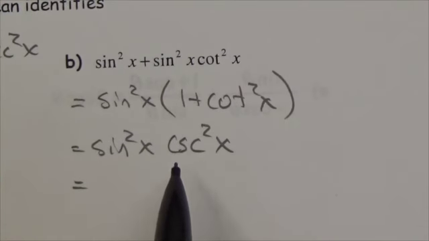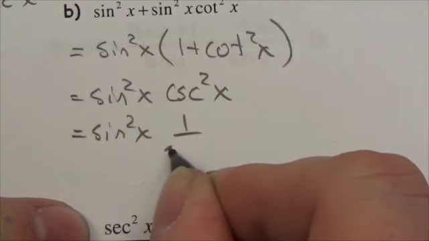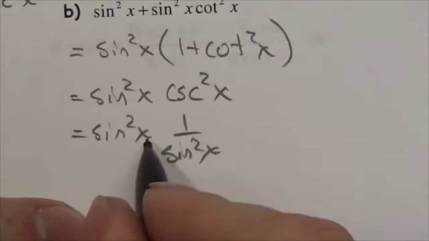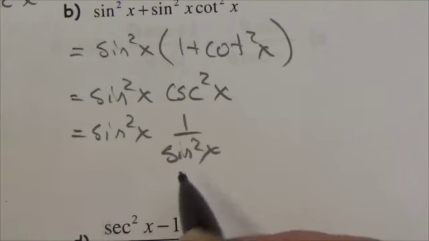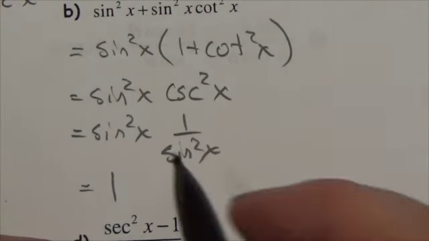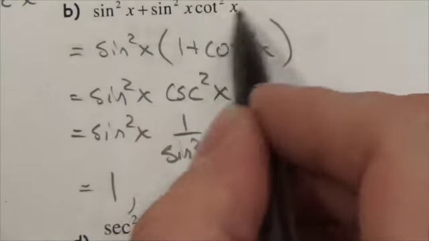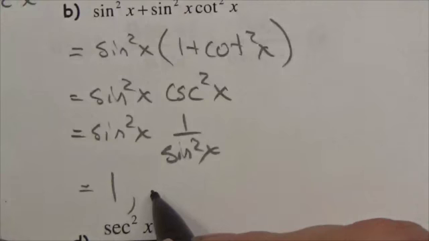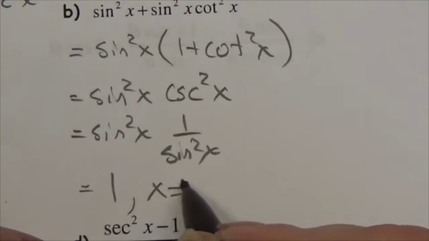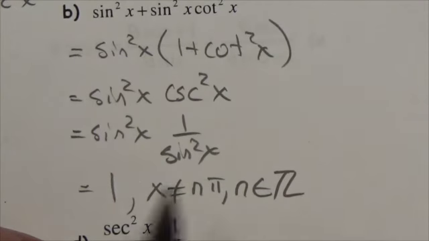Now, remember, cosecant is the reciprocal of sine. So this is sine squared of x multiplied by 1 over the sine squared of x. Those are going to cancel. I'm just going to get 1. Now, those are going to cancel so long as I identify my restriction, and I've got cotangent here, and that tells me that x cannot equal multiples of pi, where n is an element of the integers. So that's true so long as that's true.